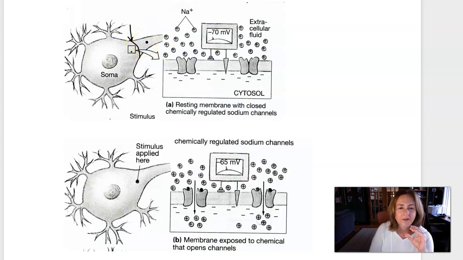So what they're showing us in this picture is what's happening on the cell body. So do you see how this is a chemically gated channel? This is a chemically gated channel. Okay, so it has that little receptor site for the chemical.